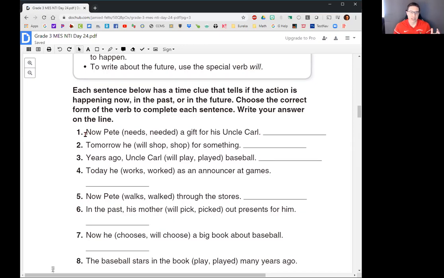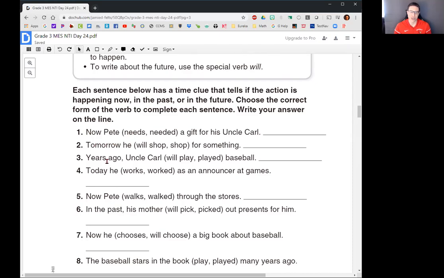But this word now is really a great clue word that helps us with the tense of the verb. So now Pete what? Well, now Pete needs. Usually a verb with an S is in the present tense. So now Pete needs a gift for his Uncle Carl. Needed would have been past, and it wouldn't go with now. It wouldn't agree with the word now. So needs is in there.